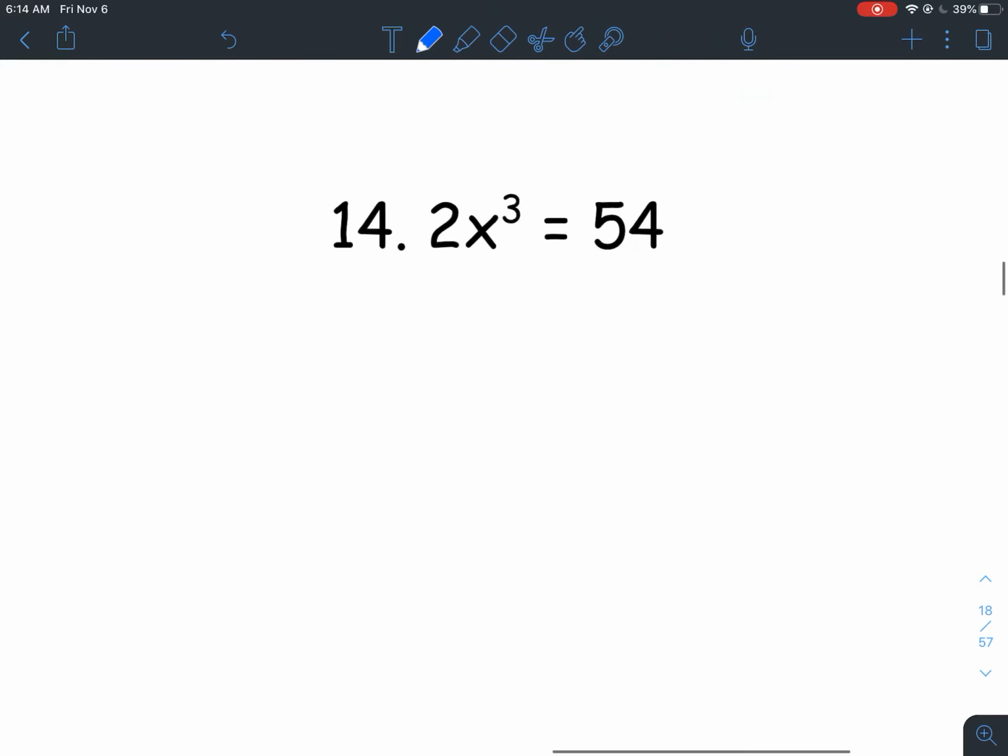All right, so for number 14, again, we got to get this guy being cubed by himself. So we're going to divide by 2. We're going to get x cubed equals 27.